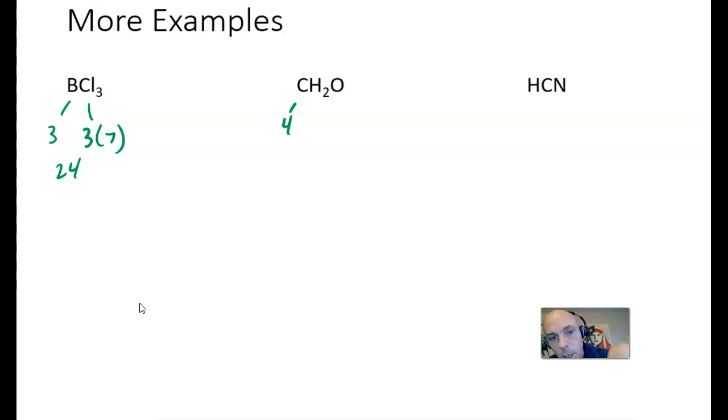Carbon has 4. Each hydrogen has 1. 2 times 1. Oxygen has 6. 4 plus 2 plus 6 is 12. Hydrogen has 1. Carbon has 4. Nitrogen has 5. 1 plus 4 plus 5 is 10. So step 1 is to find the number of valence electrons available to build the Lewis structures from, and we've done that for all 3 molecules.